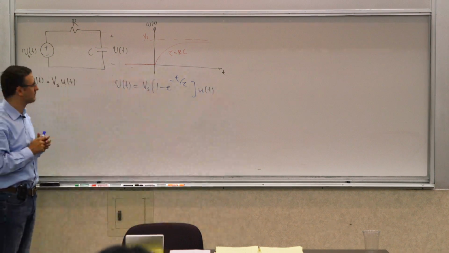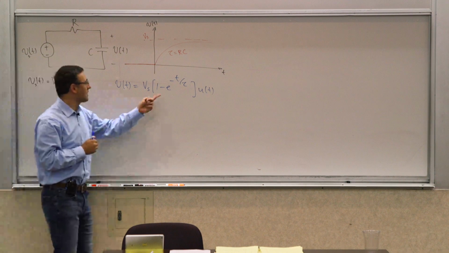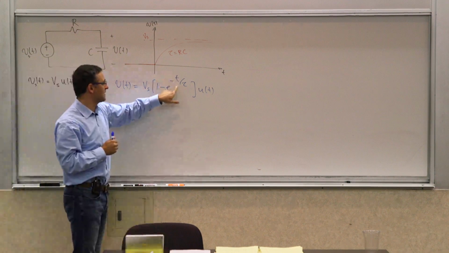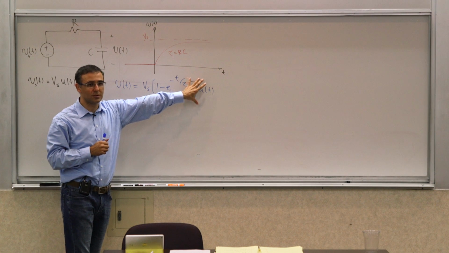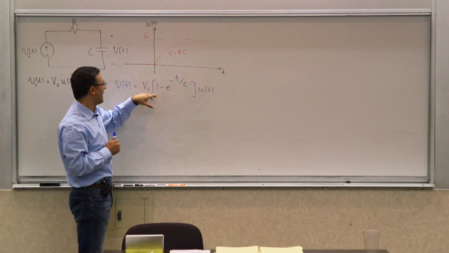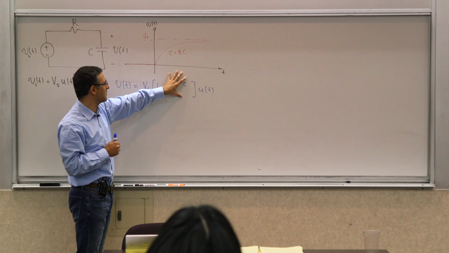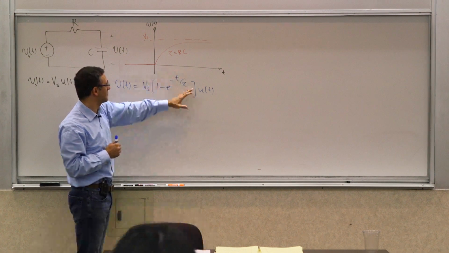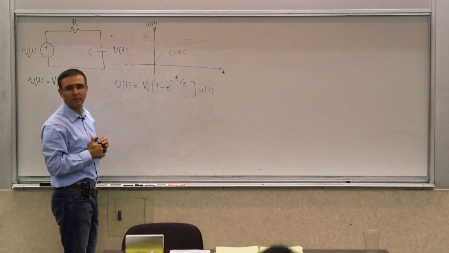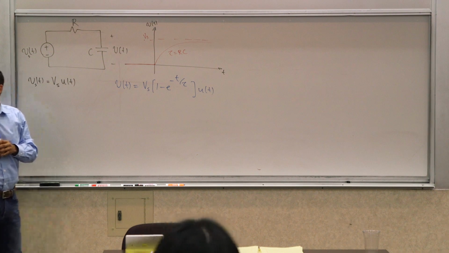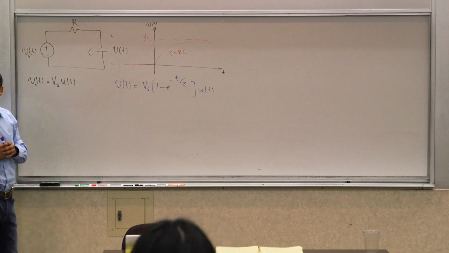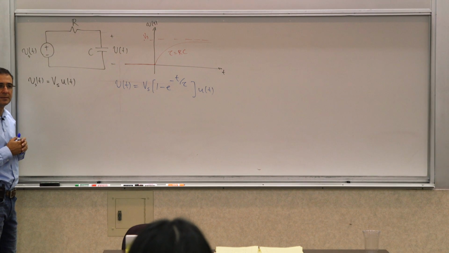Agreed? Why is that? Look at this. If t is equal to 0, this is 1, so 1 minus 1 is 0, so this gives you 0. If t is infinity, this becomes 0, so you have Vs times 1. So you go from 0 to Vs. Make sense? Everyone's comfortable with this? Yes?